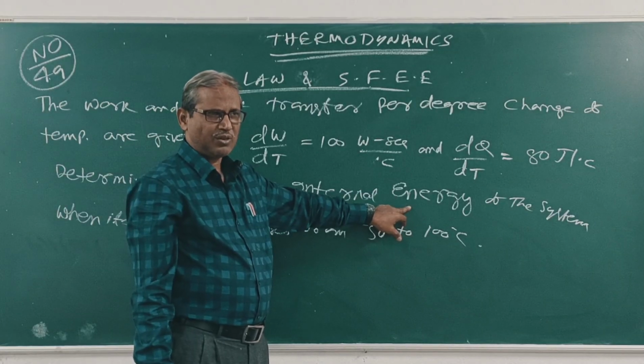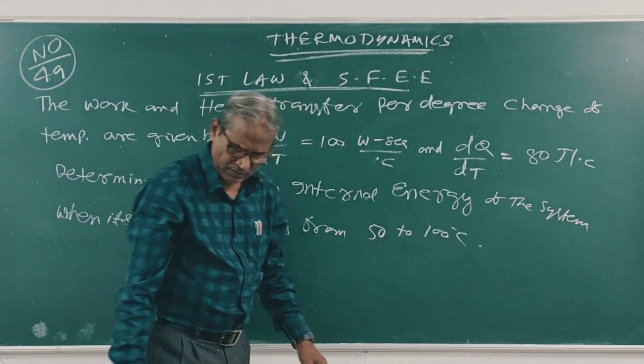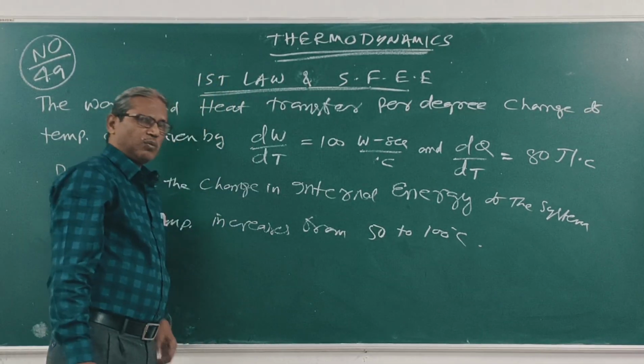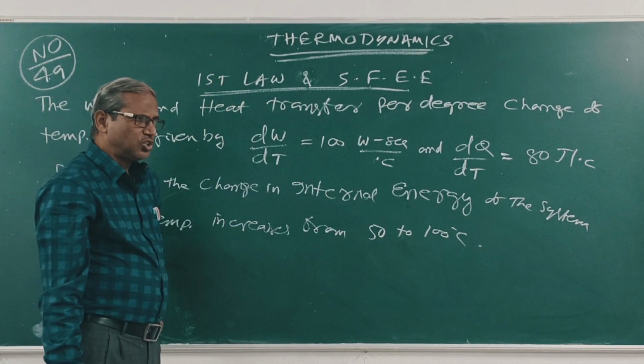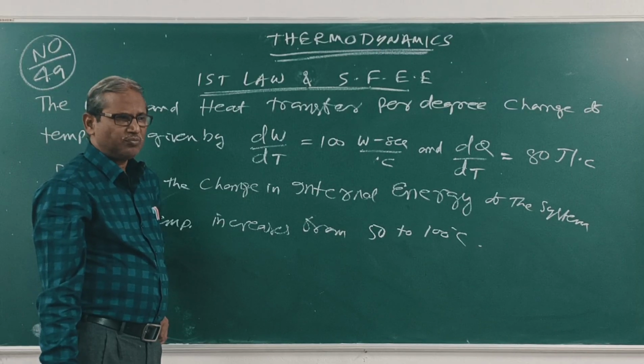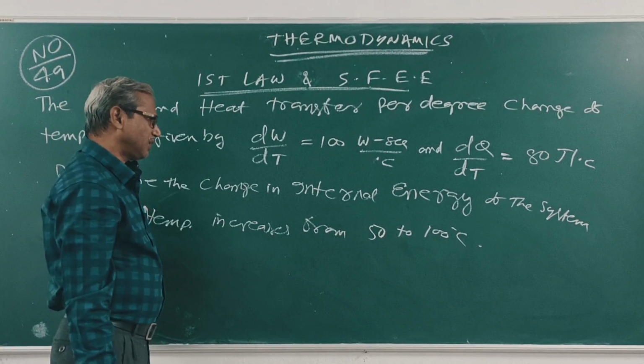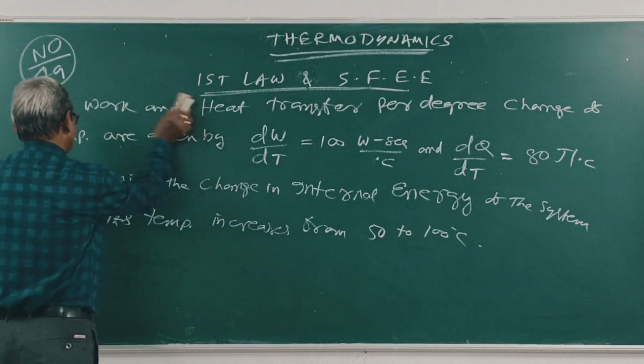This is the first law. What is the first law of thermodynamics? dQ is equal to dW plus dU, or Q is equal to W plus delta U, or dQ/dT is equal to dW/dT plus dU/dT. Right? Now, first write the given data.